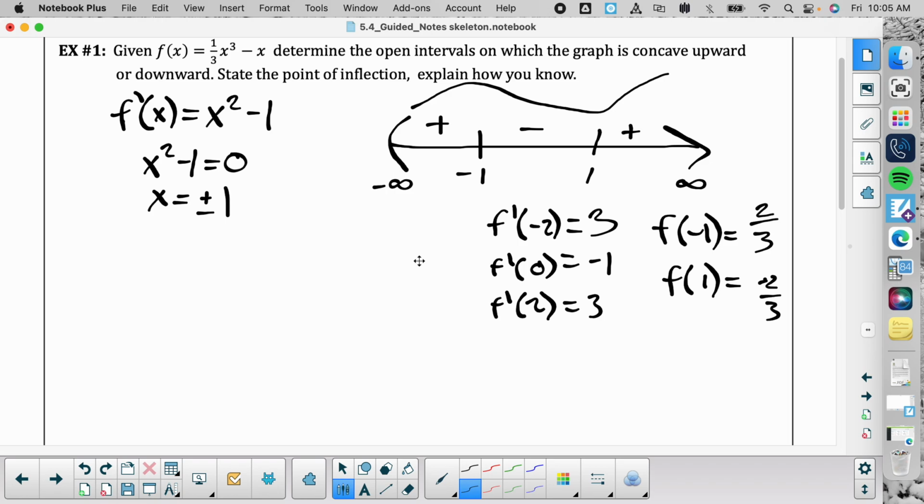Okay, now we are going to do the second derivative test, which is talking about how our graph is curving. Who are we choosing? Somebody from other tables, not near you. Donald. All right. Donald, hit me.